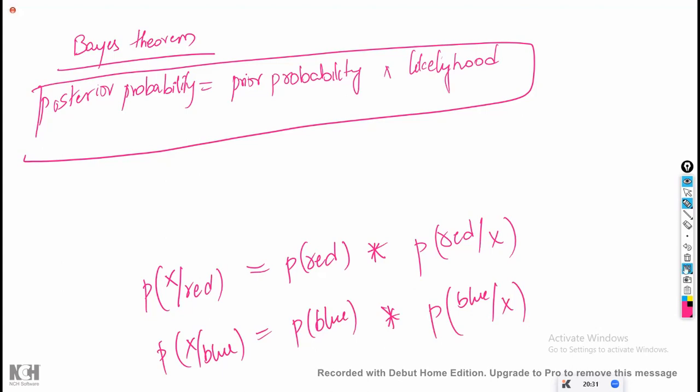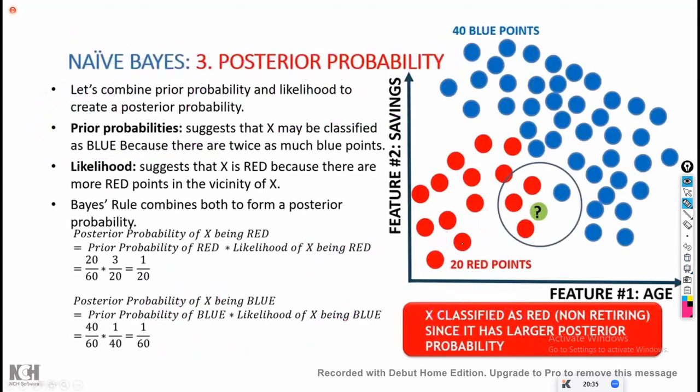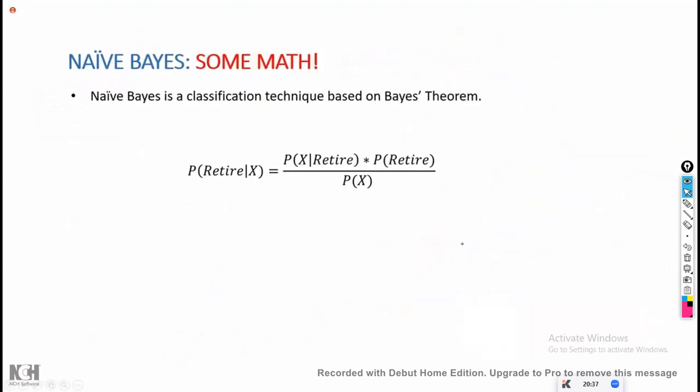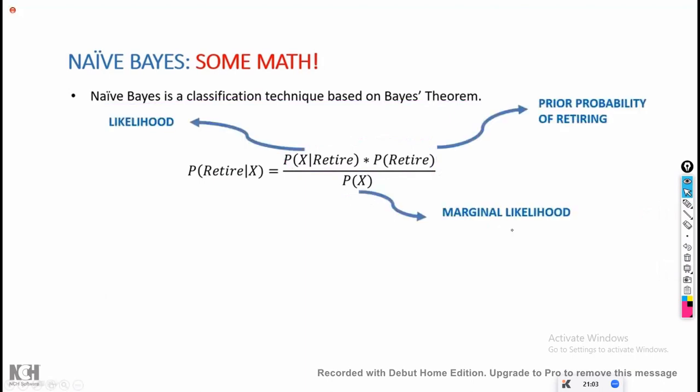Now the same logic we are going to apply, and let us see this one. Here Naive-Bayes theorem is, whether the person has to retire, that is red or with respect to blue, is equal to likelihood into prior probability divided by the marginal likelihood. This is also called conditional probability.